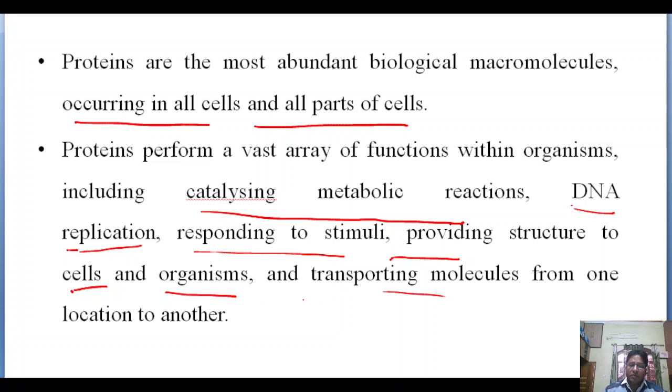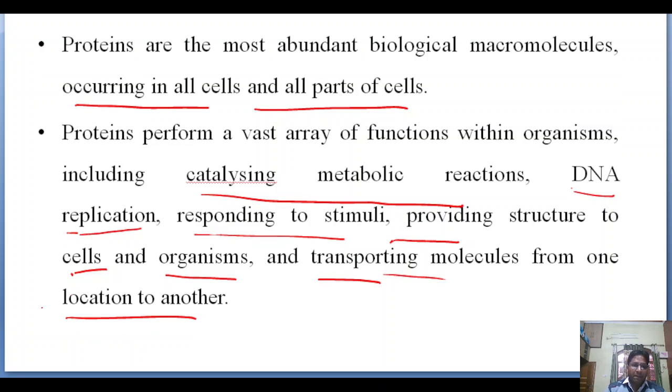Proteins also transport molecules from one place to another. For example, hemoglobin transports oxygen from one part of the body to another part of the body. All this is conducted with the help of proteins. So proteins have very diverse functions in an organism, and that is why they are the most abundant biological macromolecules.